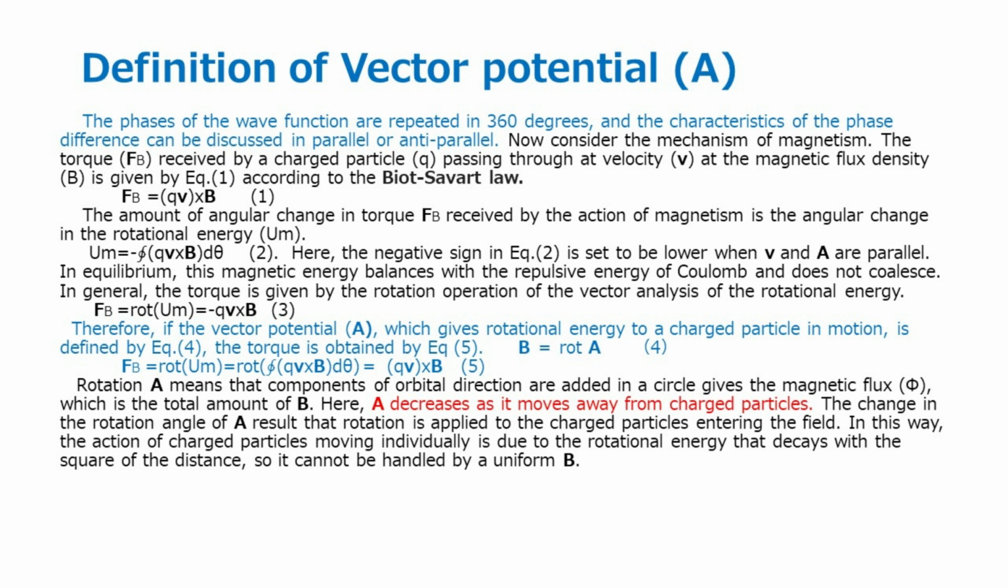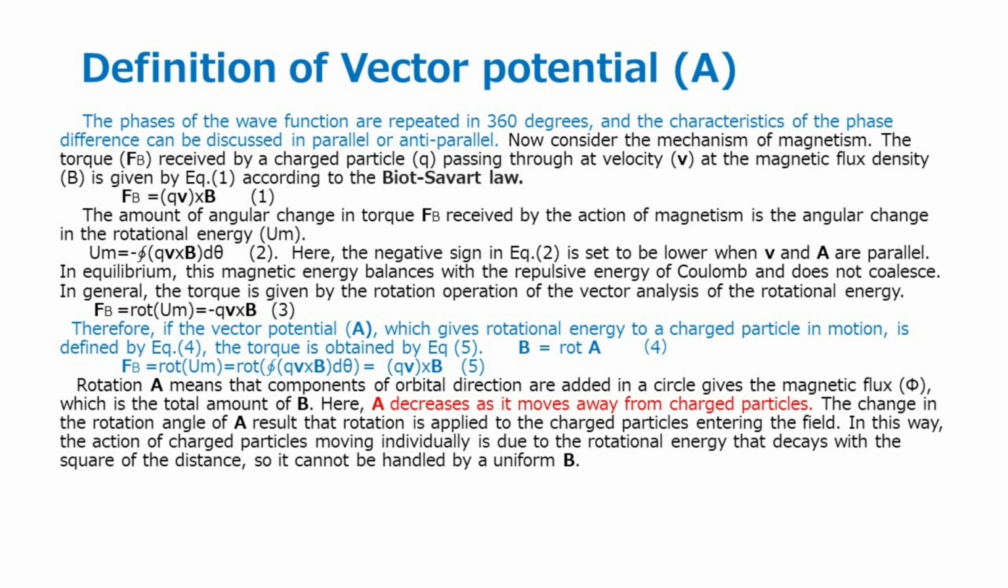Now consider the mechanism of magnetism. The torque Fb received by a charged particle q passing through at velocity v at the magnetic flux density B is given by equation 1 according to the Biot-Savart law. The amount of angular change in torque Fb received by the action of magnetism is the angular change in the rotational energy Um. Here, the negative sign in equation 2 is set to be lower when v and A are parallel. In equilibrium, this magnetic energy balances with the repulsive energy of Coulomb and does not coalesce.